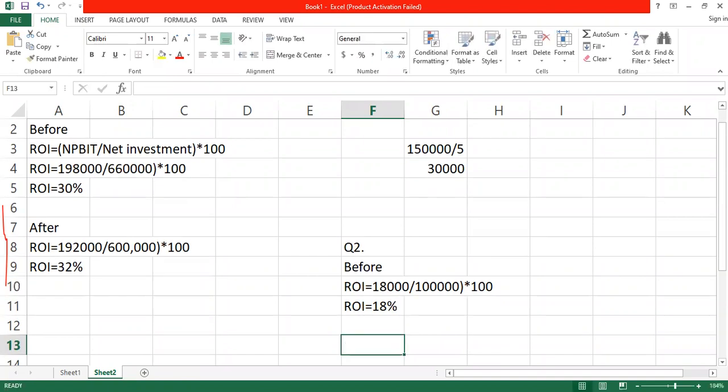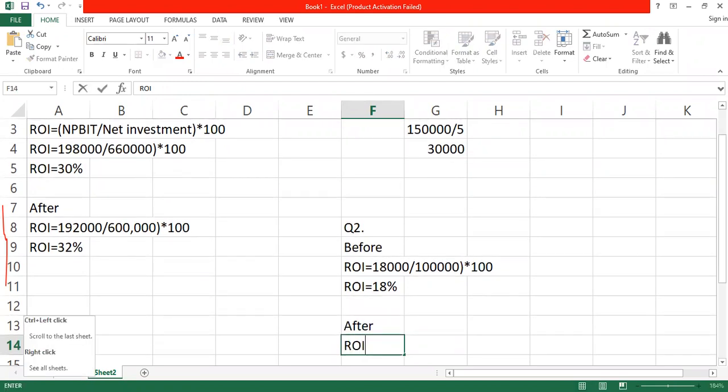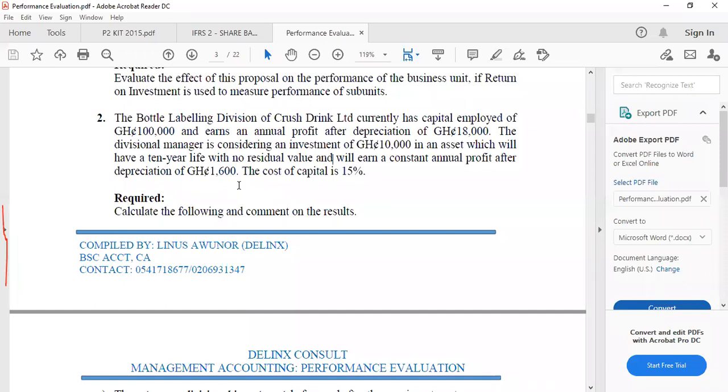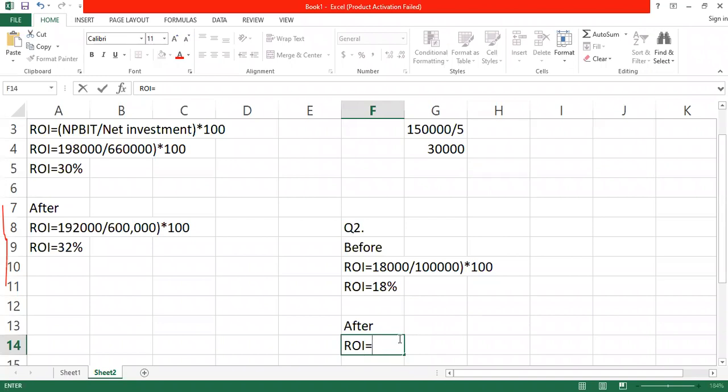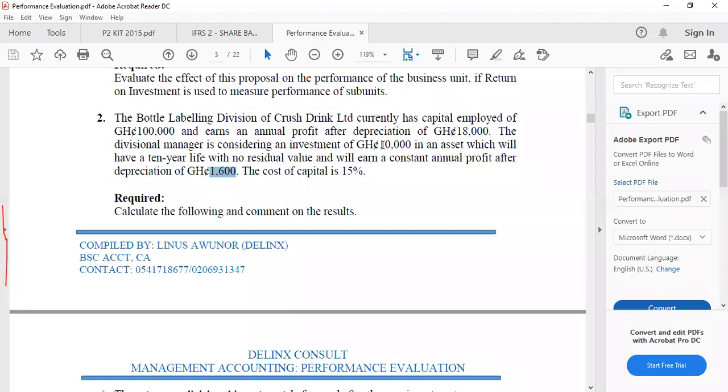Okay. Let's count to after. After what is happening? We are going to carry out additional investment, isn't it? Yes. And this additional investment will give us profit of what? 1,600. So what will be our total profit after we carry out the investment? 19,600. So we add the initial profit to the original one. So 18,000 will give us 19,600 divided by, since we are carrying out the investment, our initial investment will also increase, isn't it? Yes. What is the value of the investment that we are carrying out? 10,000. So if you add it to the new one, it will give us what?